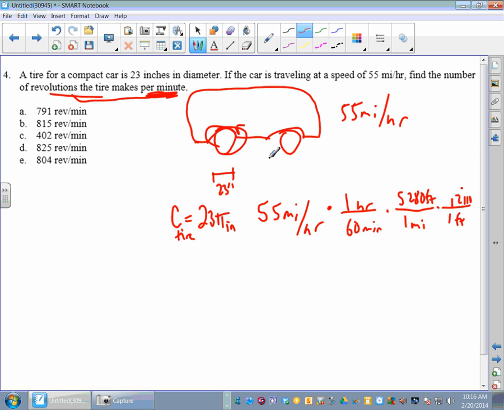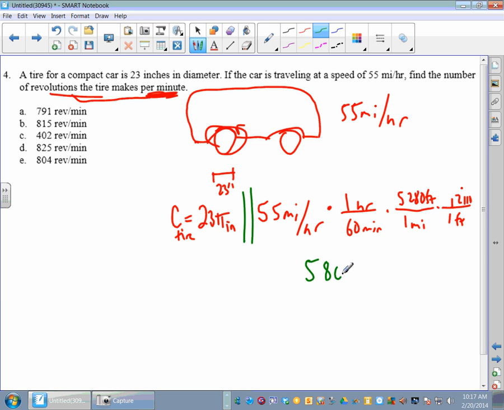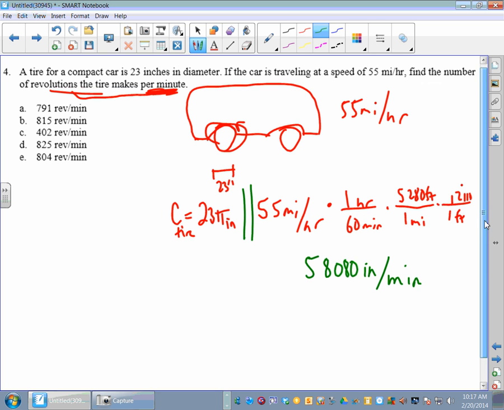So these are two separate ideas. I'm not using them together right now. So if the car was traveling at 55 times 5280 times 12 divided by 60. Those are all nice numbers to come out even. 58,080 inches per minute.